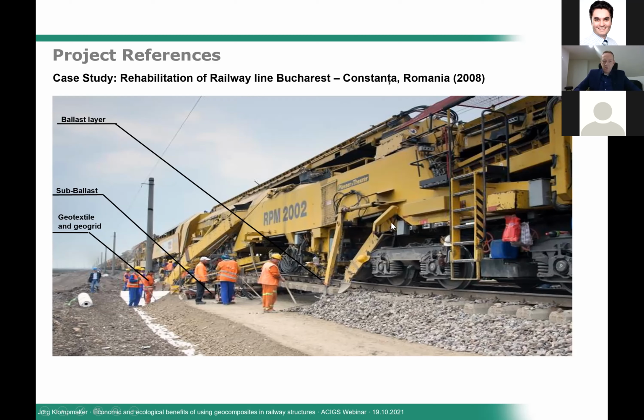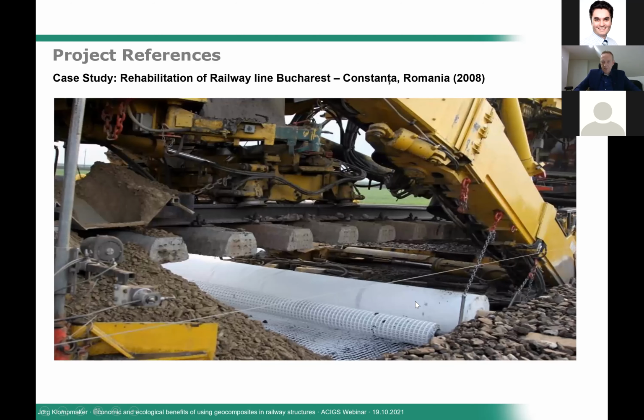These trains are the so-called RPM trains, and it's very impressive to see these pieces of technology moving and doing a fast rehabilitation job. Here a close-up which shows the installation of the geotextile component and the geogrid, and the subballast material is installed on top.